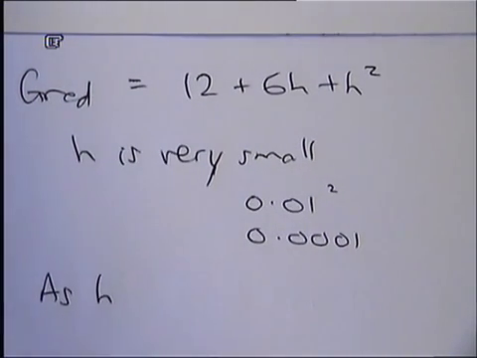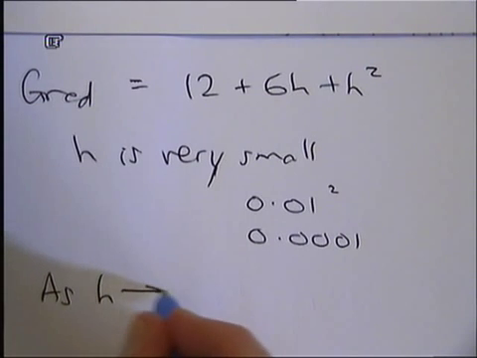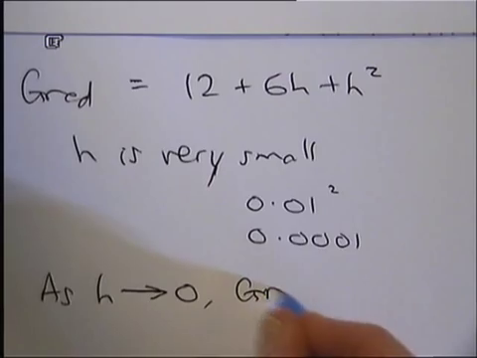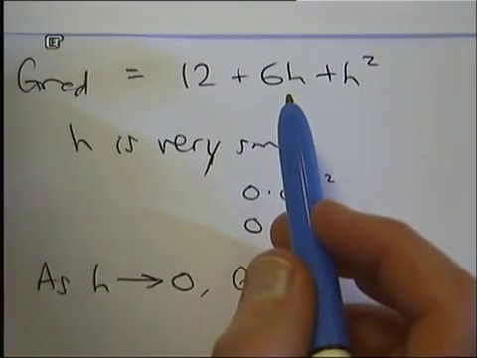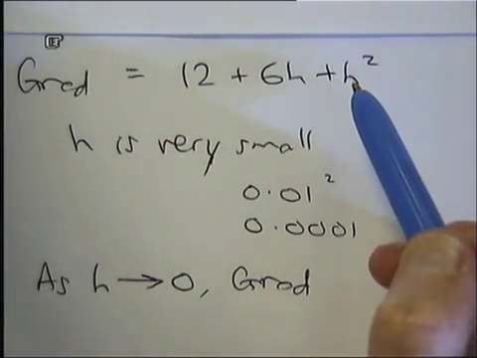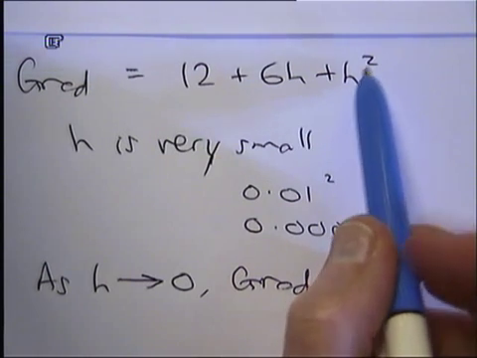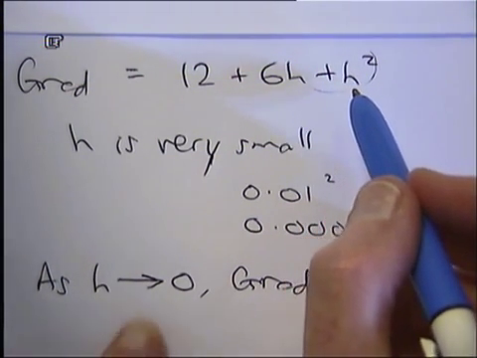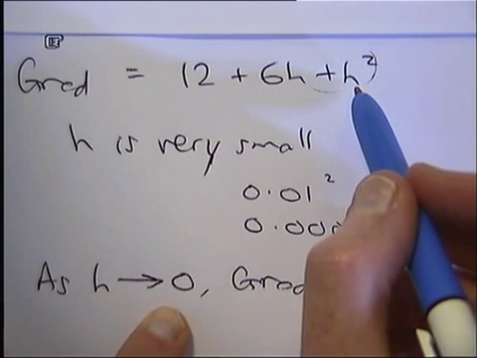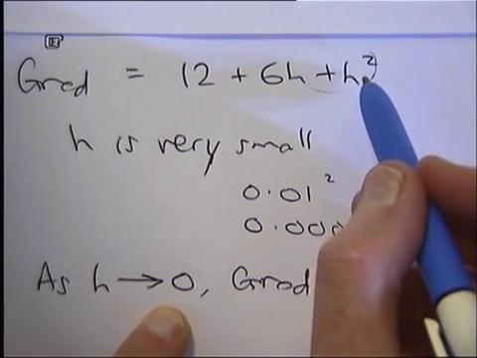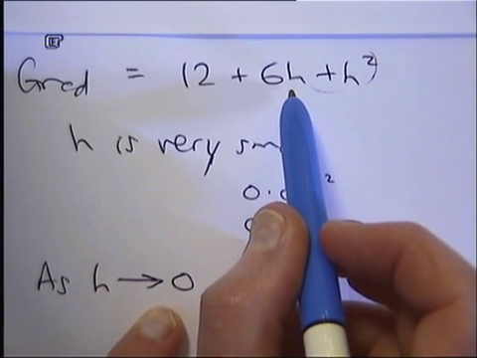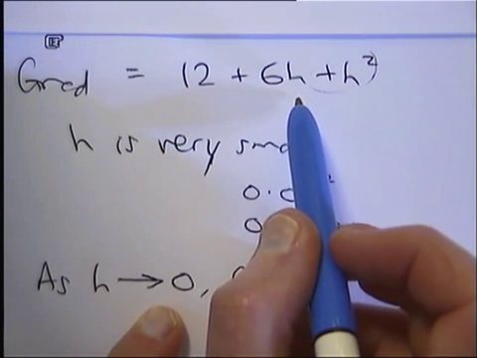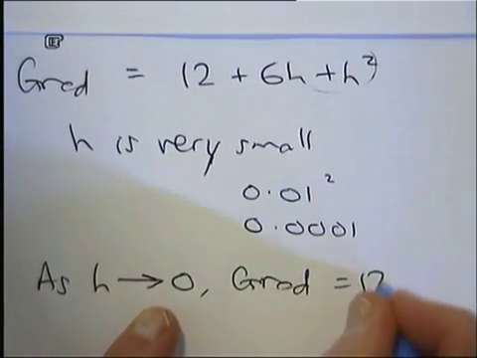As that h gets very, very small and tends towards 0, the gradient, which is this thing here, well, as h approaches 0, that approaches 0, that will disappear, because something very small squared is something very small. And as the small bit is approaching 0, effectively you can think of that as 0 squared is nothing. If this h is getting so close to 0, we can think it's 0. 6 lots of 0 is 0. And we're just left with the 12.